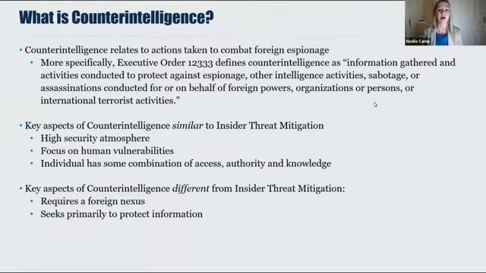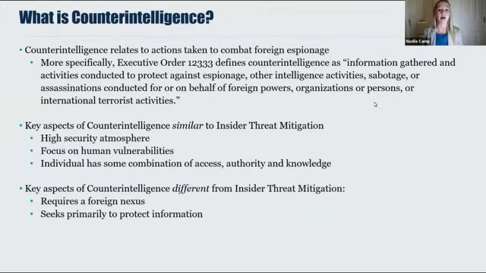Both counterintelligence and insider threat mitigation are focused on human vulnerabilities. This isn't technology going haywire. These are individual humans who have decided to act against a facility. And the complex web of motivations and incentives that drive their behavior is important to understand for mitigation. In both disciplines, the individual involved has some combination of access, authority, and knowledge unique to them that allows them to more easily commit a malicious act.